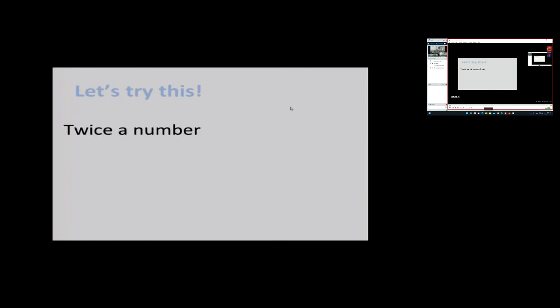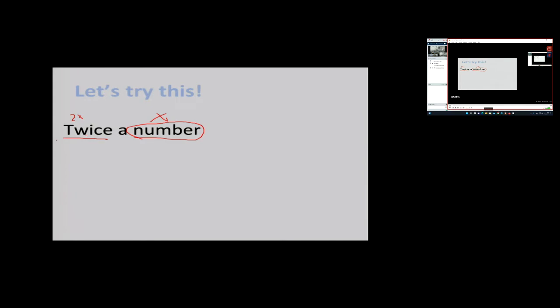Twice a number. Twice means we need to multiply, right? But when we talk about twice, twice meaning two times. So twice is two times. Now, when we talk about number, we're dealing with variable. It can be letter A, letter B, letter C, okay? Any variable.